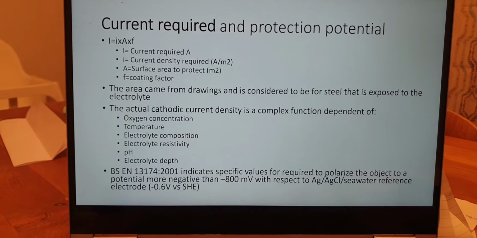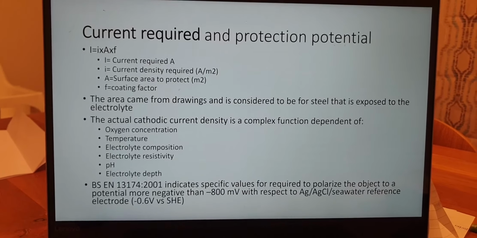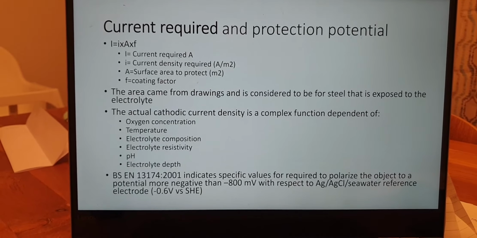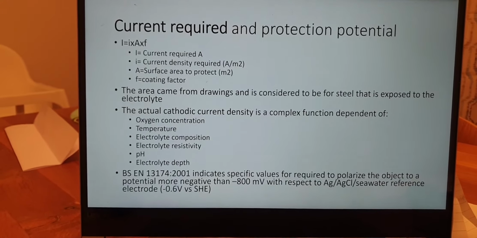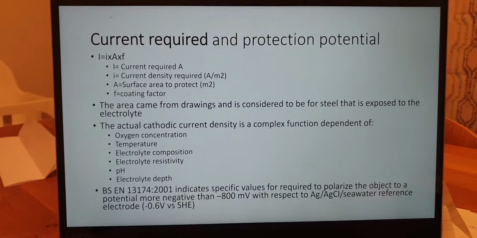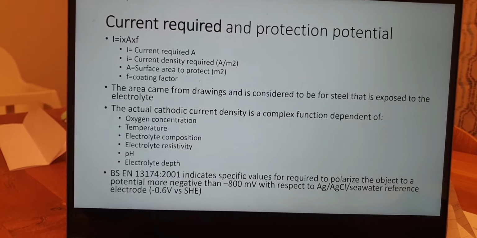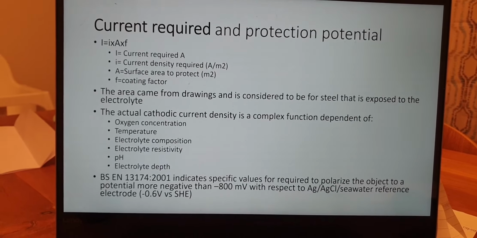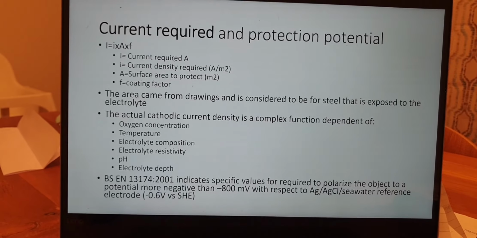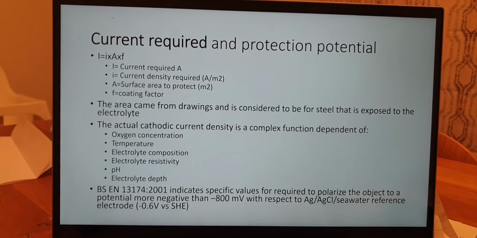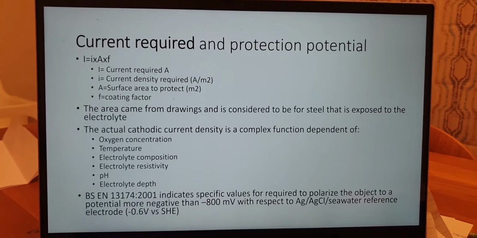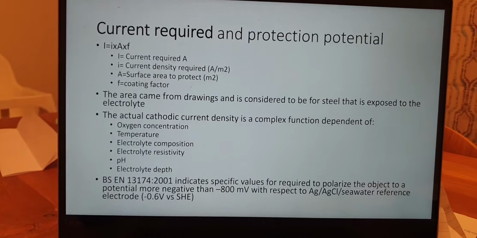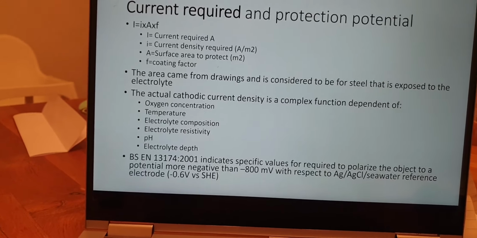In the example we are talking about, we will not analyze a situation where we have a coated structure. So the area came from drawings, and it's considered to be for steel that is exposed to the electrolyte. As I said, it's just the steel that is exposed to the electrolyte. The steel that is not exposed to the electrolyte needs to be counted differently. For example, if the bare steel is touching seawater, mud, and then goes to the air, then for every electrolyte, we need to consider the area that is exposed to that electrolyte.